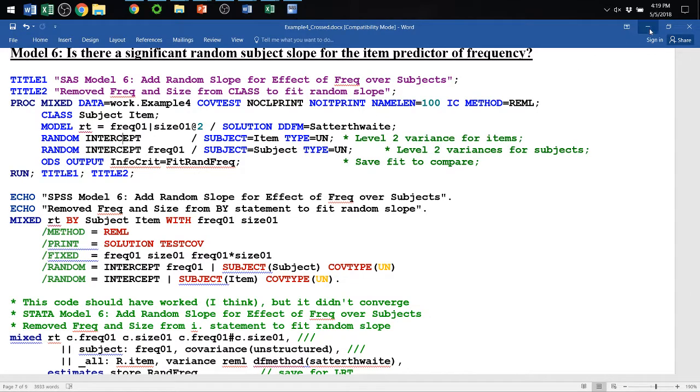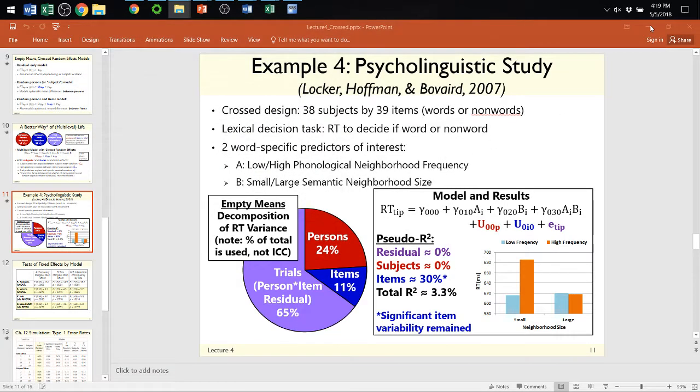So, any questions on that example or on this type of model? So when you need to worry about this is when you have item variance left over after you've put in the predictors that distinguish which kinds of items is which. That's when.